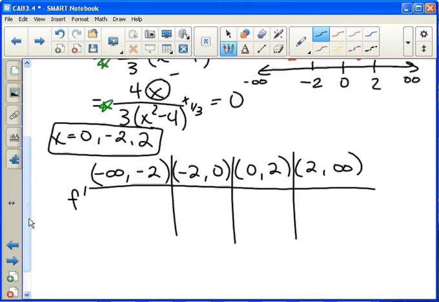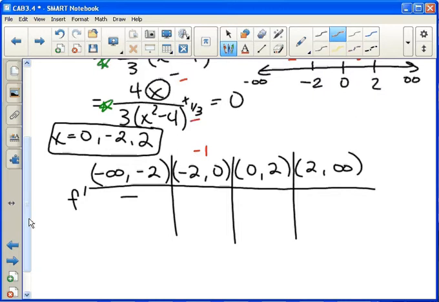Now between -2 and 0, I'll probably pick -1. If I put -1 in the top, that gives me a -4. If I put -1 in the bottom, I get -1 squared, which is +1. But then 1 minus 4 is a -3. And I know anything I do from there on, it's going to be a negative. So I get a negative divided by a negative, which is a positive.